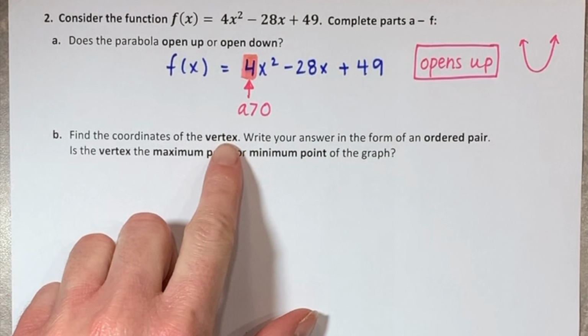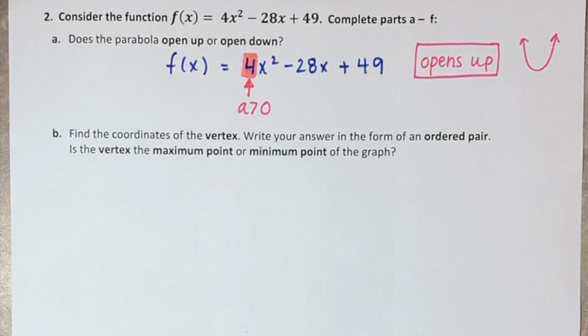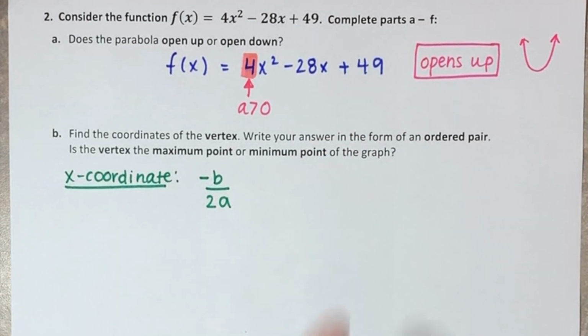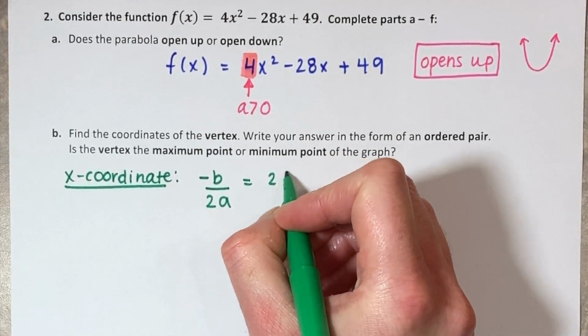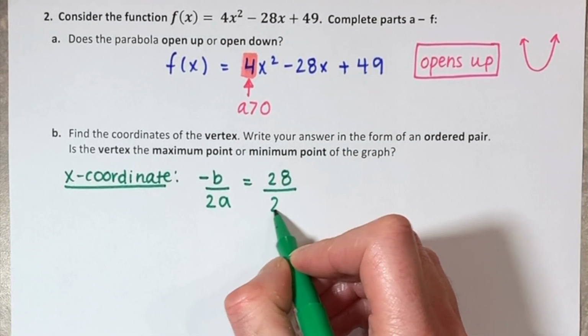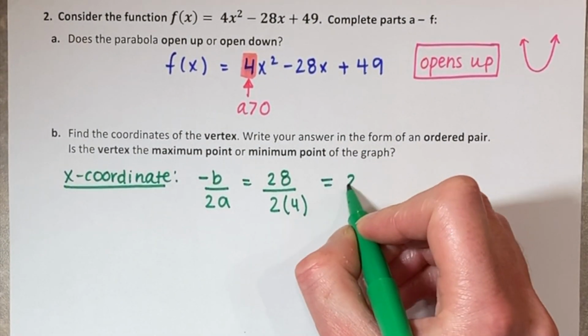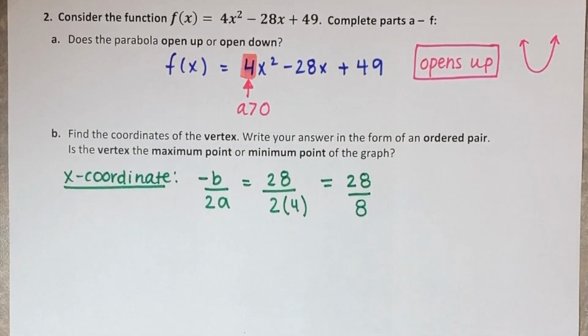Next step, we want to find the vertex. In order to find the vertex of a parabola, we always start with the x-coordinate of the vertex. To find the x-coordinate of the vertex, we use the formula opposite of b over 2a. So let's see. b is -28, so the opposite of b will be positive 28, divided by 2 times a, and a is 4. And that will leave us with 28 over 8. That reduces to 7/2. So we found the x-coordinate of our vertex.